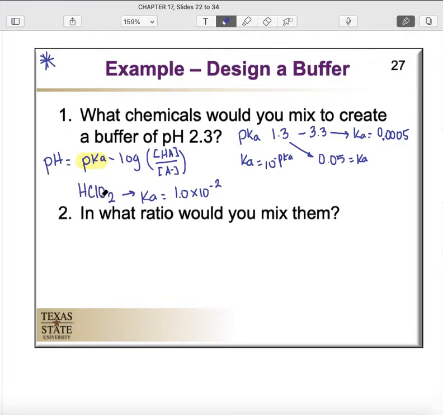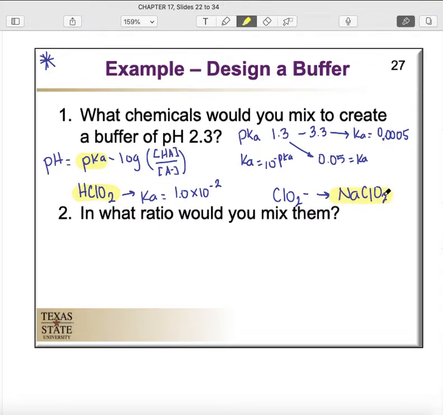If I'm going to use HClO2 as my weak acid, I need the conjugate of that weak acid, which would be ClO2 minus, but I need it in the form of a salt. As we mentioned earlier, we could get a salt that utilizes a group 1 metal, such as sodium or potassium. So let's go ahead and say that I'm going to use sodium ClO2.